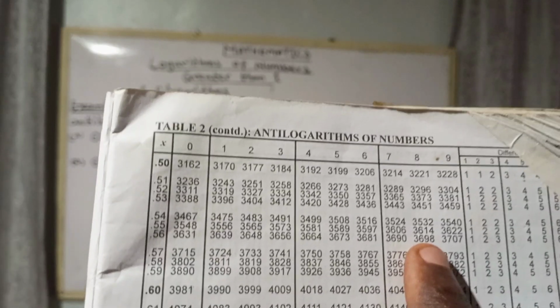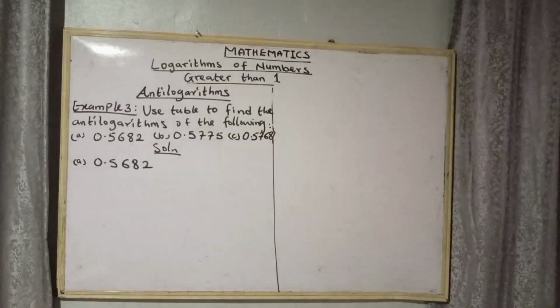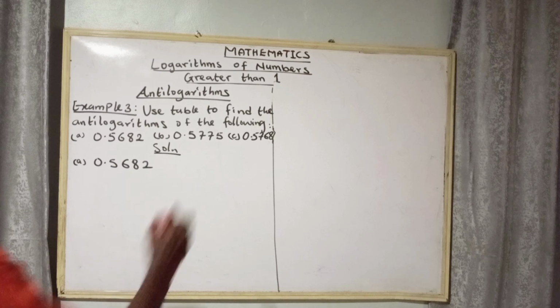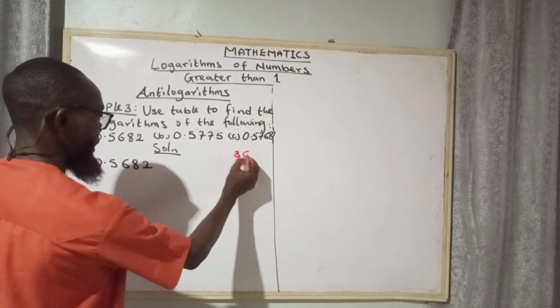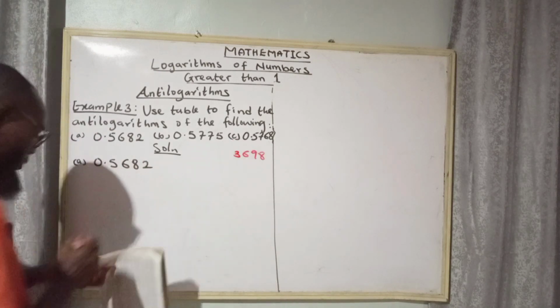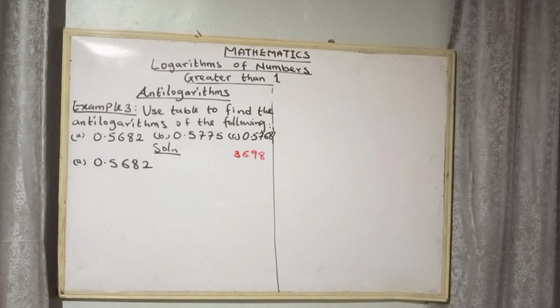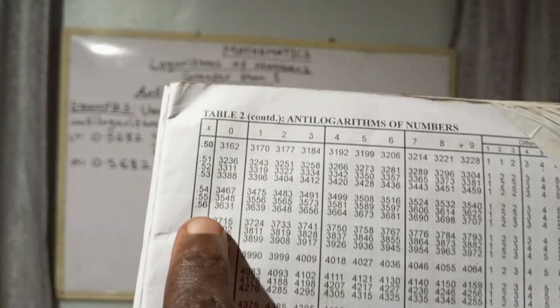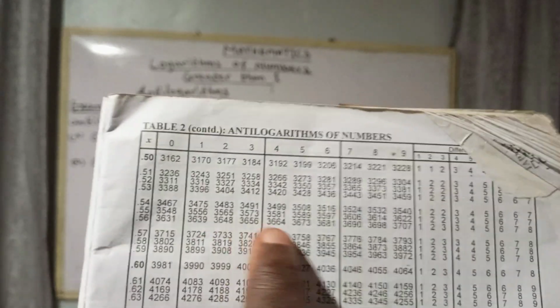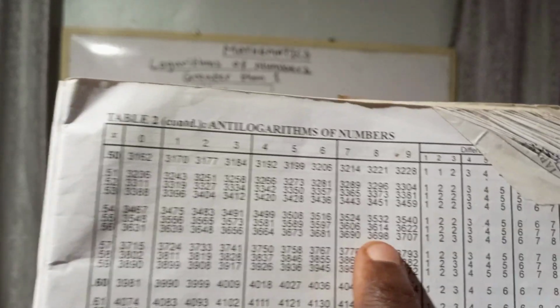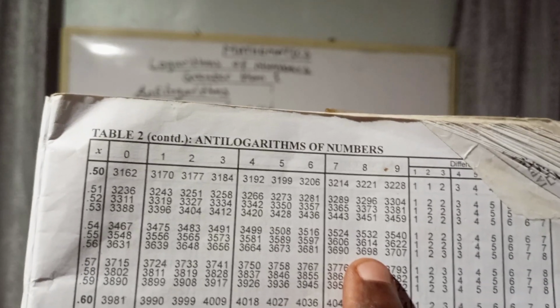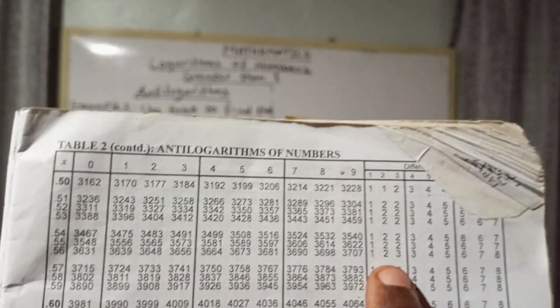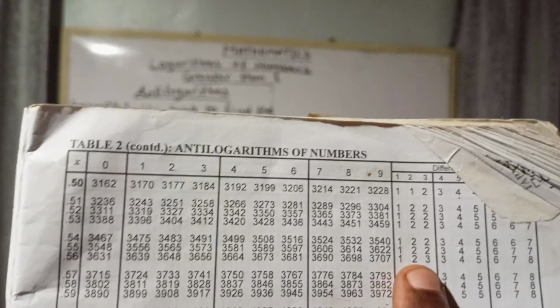This is 3698. Let's write it down. 3698. Then difference 2. Don't forget we are at 0.56 under 8. We have 3698, difference 2. You can see the difference here. This is 2. What do we have here? We have 2. So we are going to add the 2 together.